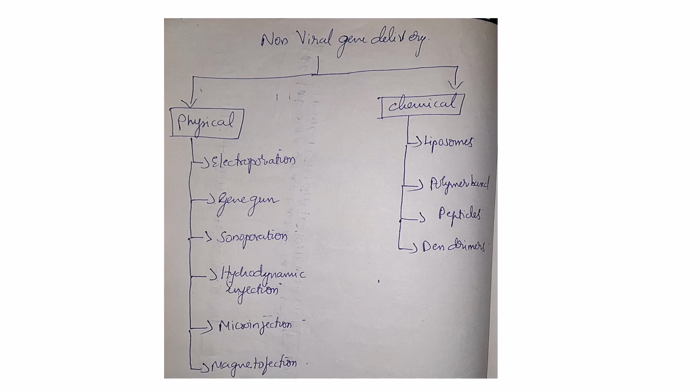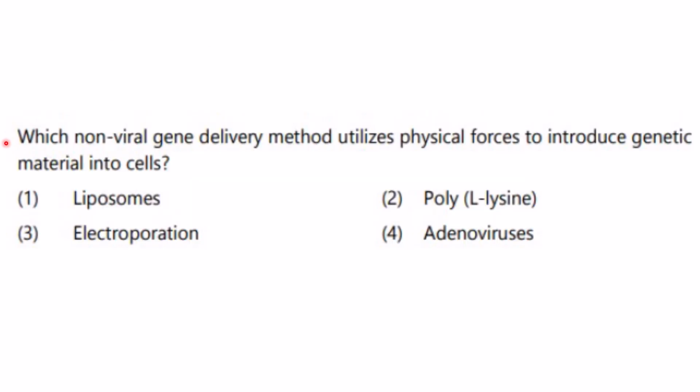So we will see the question now. Which non-viral gene delivery method utilizes physical force to introduce genetic material into cells? Liposome, it is chemical mediated. Poly-L-lysine, I told you it is polymer based, which is again a chemical method. Adenovirus, it is a viral gene delivery method, not a non-viral gene delivery method. And electroporation, it is a physical method, and it uses physical force to introduce genetic material into the cell. So the answer is option 3.